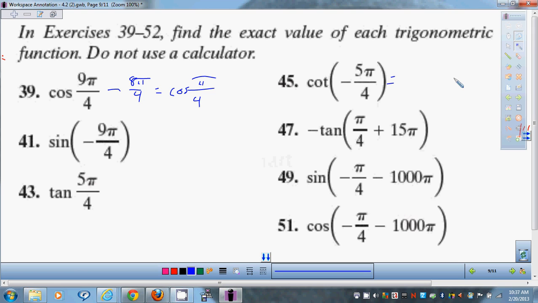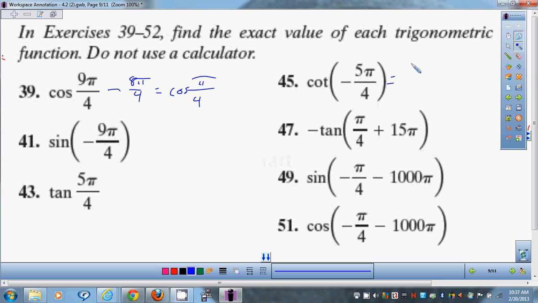Remember, 5 pi over 4 is at 225. Over the x-axis for the negative angle will take you to 135. At 135, tangent would be sine over cosine, which is positive radical 2 over 2 over negative radical 2 over 2, which reduces to negative 1. Then you have to flip that for cotangent, which would still be negative 1.